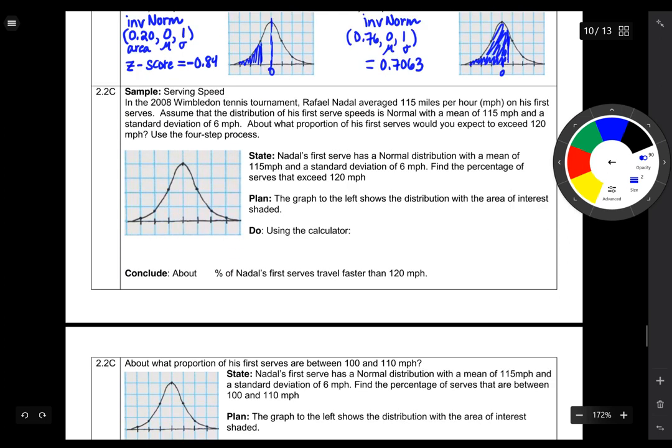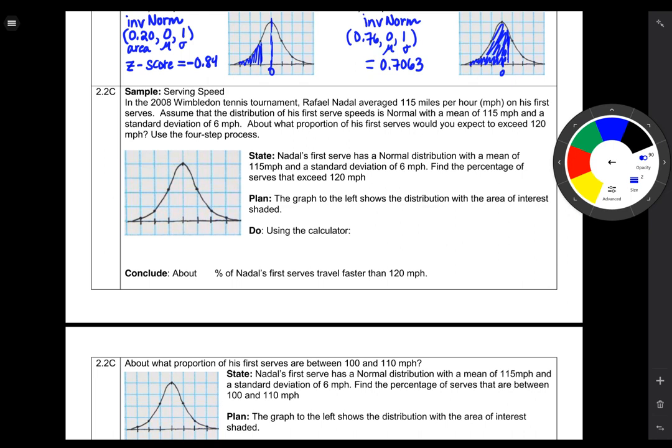Right. Let's do a sample problem, the same one we did before. And this is about Rafael Nadal, who averaged 115 miles per hour on his first serves. Assume that the distribution of his first serve speeds is normal, the mean of 115 miles per hour, and a standard deviation of 6 miles per hour. About what proportion of his first serves would you expect to exceed 120 miles per hour? Use the 4-step process, our favorite free response format.